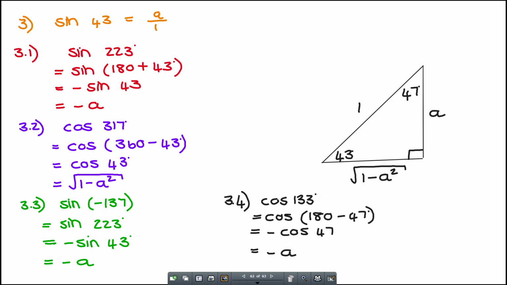Right. Where are we now? 3.3. Okay. We had a negative angle there. Then sin minus 137. Because it's a negative angle, I'm going to add 360, and that's how I get to sin 223.